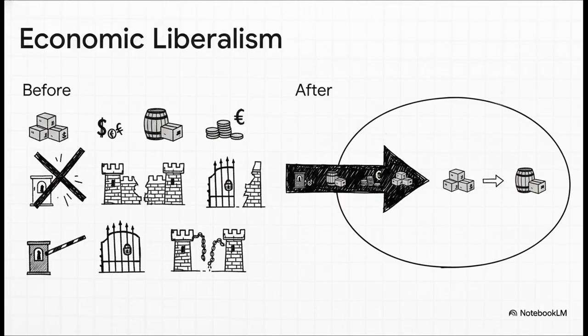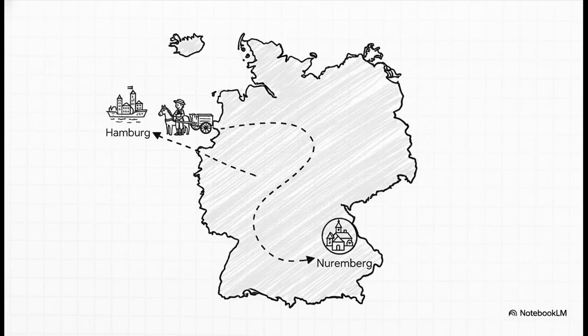Businessmen wanted the government to remove all the different taxes and restrictions on the movement of goods from one place to another. They wanted to create one unified economic territory where trade could happen smoothly. To understand why this was so important, let's take a simple example. Imagine that you are a merchant in 1833 in the German-speaking regions, and you have to transport your goods from a city called Hamburg to another city called Nuremberg.